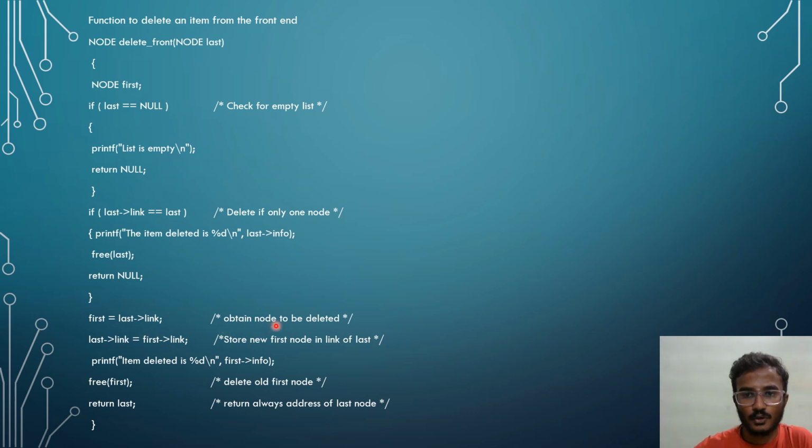Here first is equal to last link. Obtain the node to be deleted. Last link is equal to first link. This stores the new first node in the link of last. The function frees the first node, which means it deletes the first node, and returns last. It returns the last node. Return always the address of the last node.